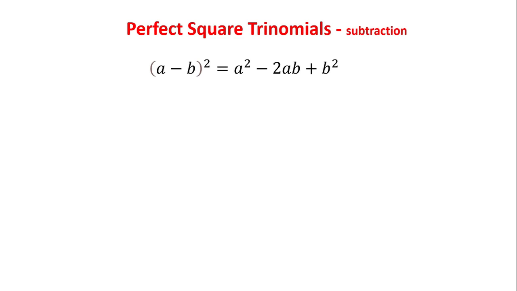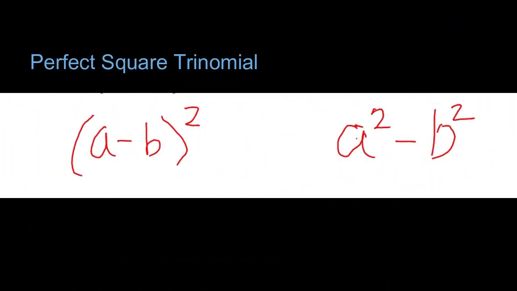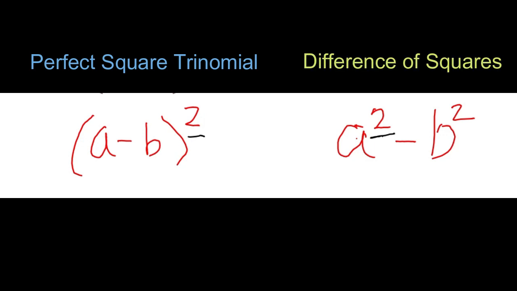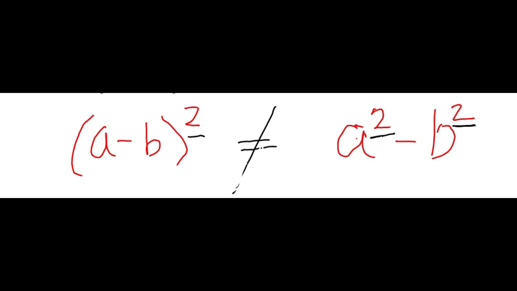So first I want to distinguish between the perfect square subtraction trinomial and difference of squares. Here with the perfect square trinomial, you can see that the square is on the outside of the parenthesis here. On difference of squares, each term is squared. So here you can see a is squared and b is squared. So just know that these two are not the same thing.